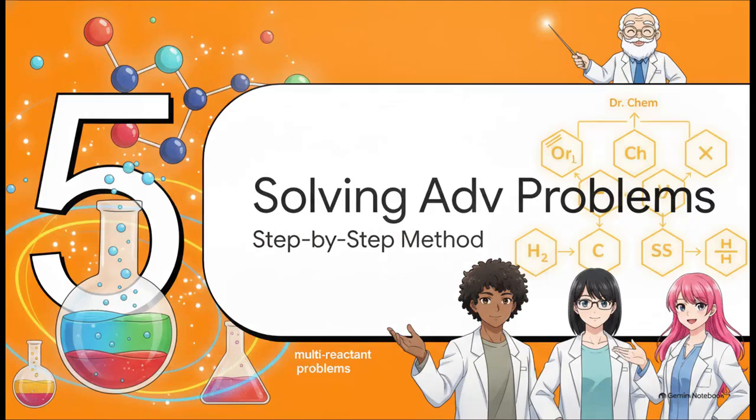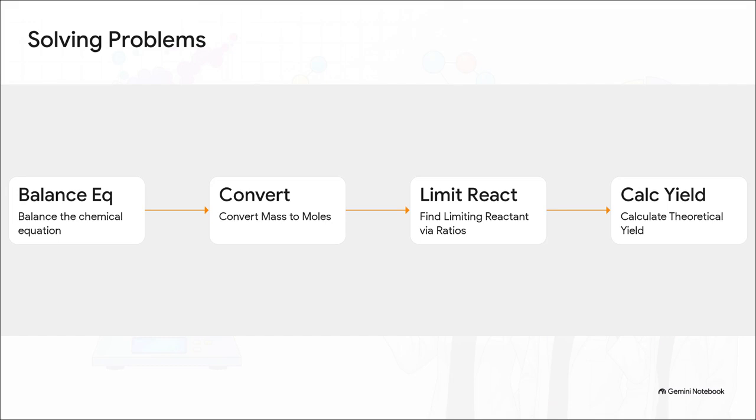Let's move into our final part, section 5, solving advanced problems using a step-by-step methodology. This is really where Dr. Chem's cinematic methodology shines, tackling those multi-reactant problems without totally losing your mind. If you strictly follow this logical scaffolding, you can handle any problem they throw at you. Step 1, always balance the equation. Step 2, convert your given masses in grams straight to moles. Step 3, find that limiting reactant using your mole ratios. And step 4, calculate your theoretical yield. If you stick to this exact process, even the most massive, intimidating equations just break down into manageable bite-sized pieces.